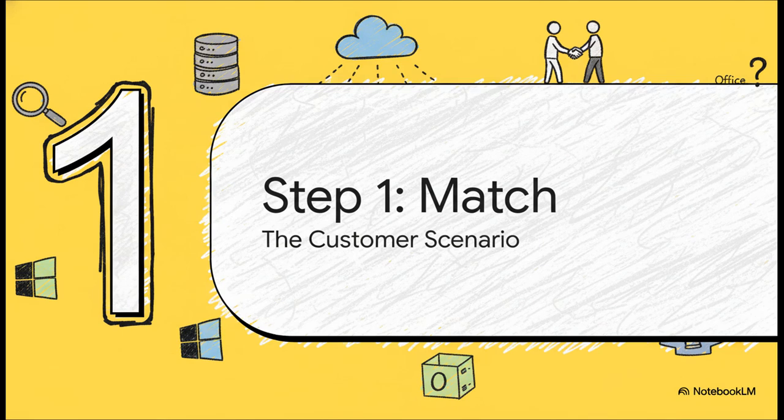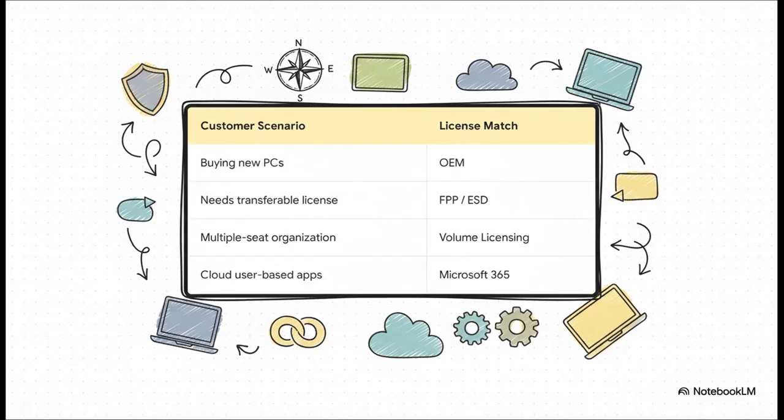So let's start with step 1 of our journey. The M in MISS stands for Match the Customer Scenario. Before you even think about a specific product, you've got to understand what your customer is actually doing. Are they a brand new company buying their very first computers? Or are they a huge organization trying to manage devices all over the world? The answer changes everything.